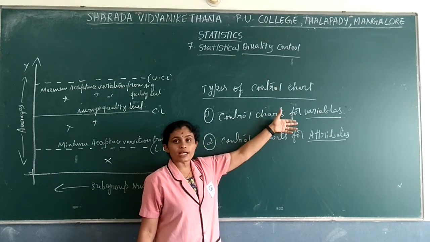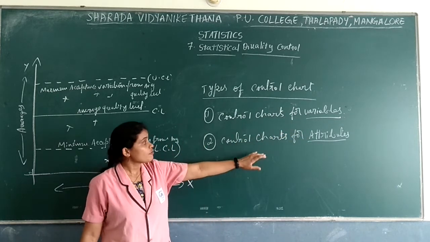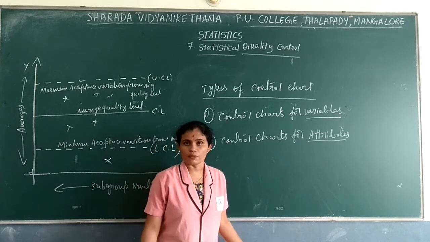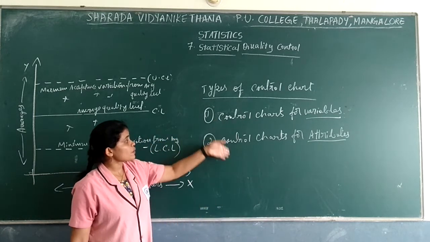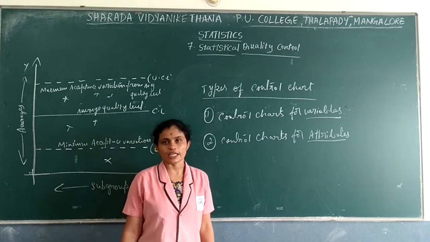Which control charts do we use to represent the variable which we can measure? Which control charts do we use to represent the attribute which we cannot measure? Now we'll see the control charts for variables and control charts for attributes in detail.